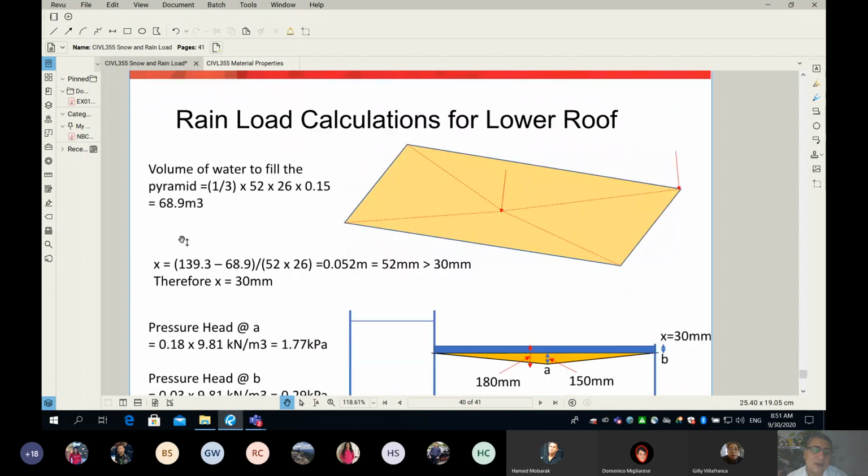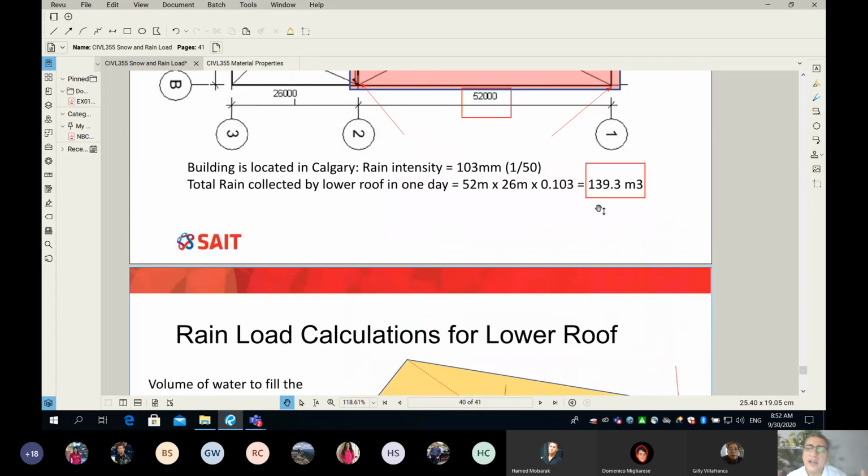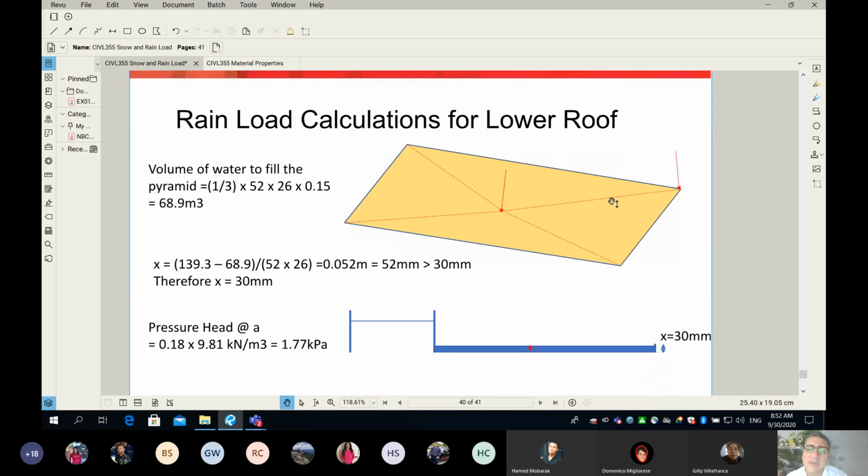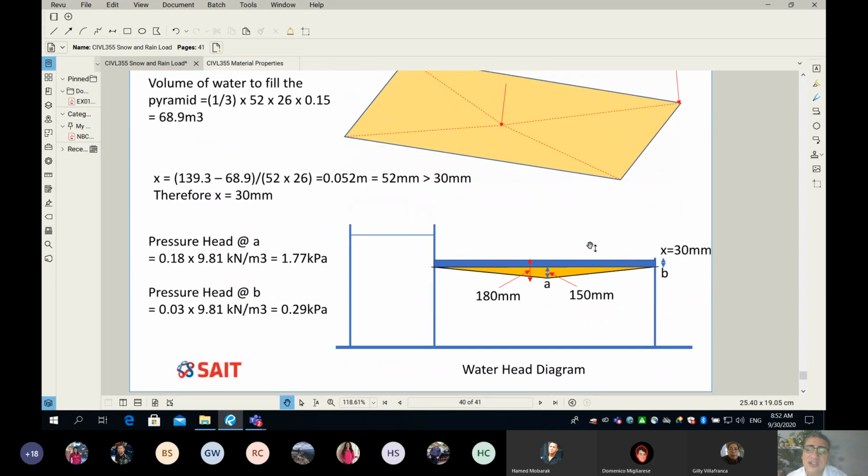So guys, look at the number. Really the amount of water that fills the pyramid is 68.9. However, my roof is collecting more than 68.9. What this means is I still have extra water. So this water will keep rising, and you can see it generates this blue volume.